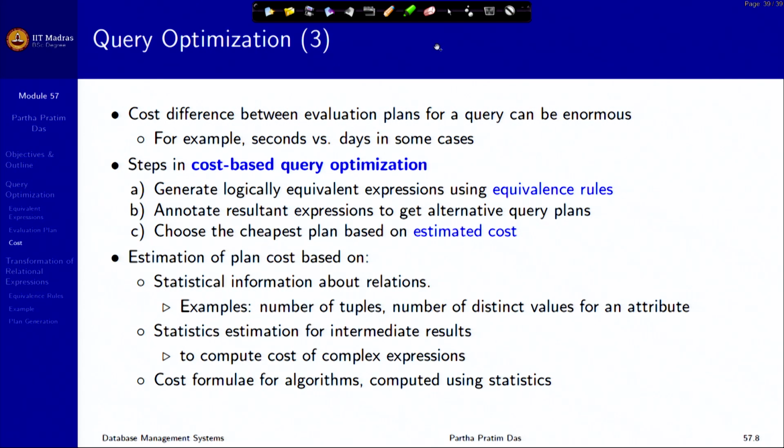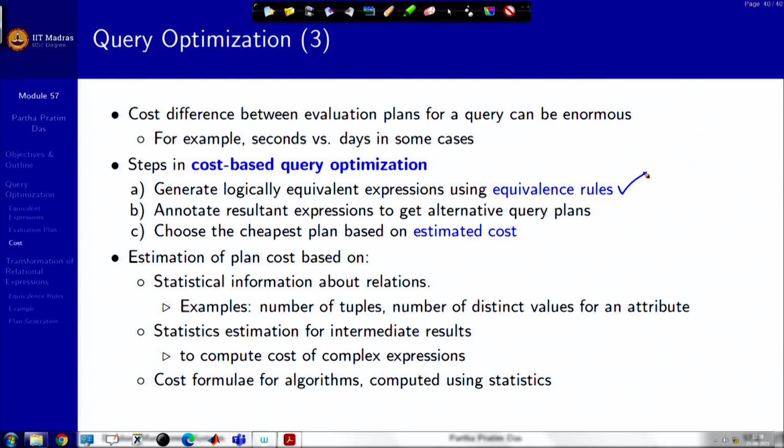So, the cost difference between evaluation plans for a query can be enormous, I mean from seconds versus days and so on. So, in cost based query optimization, we will have to first generate the alternates. So, how do you generate the alternates? We will define some equivalence rules for different operations of relational algebra, so that using those equivalence rules you can convert one expression into another equivalent expression.